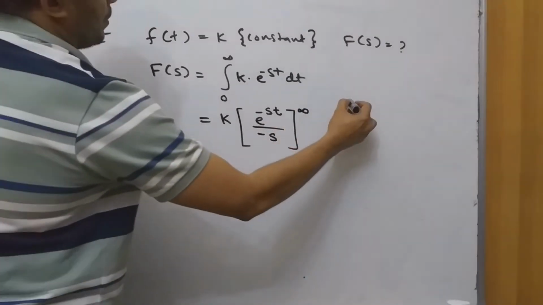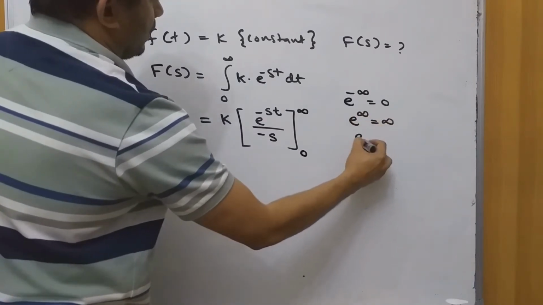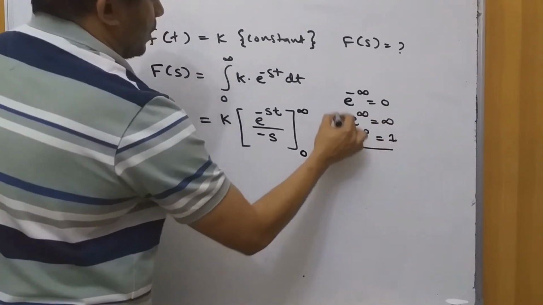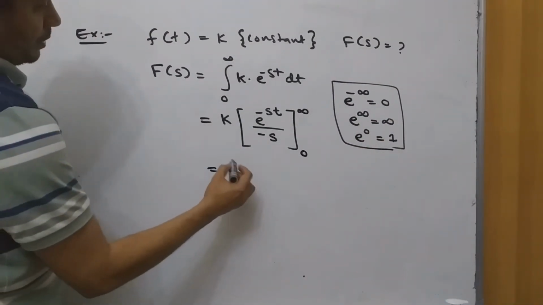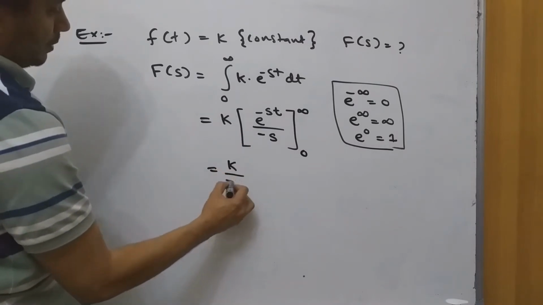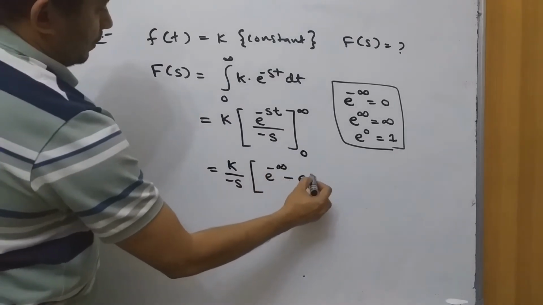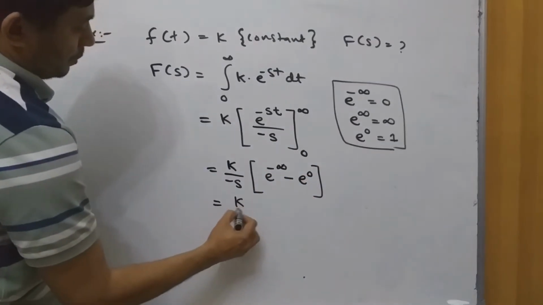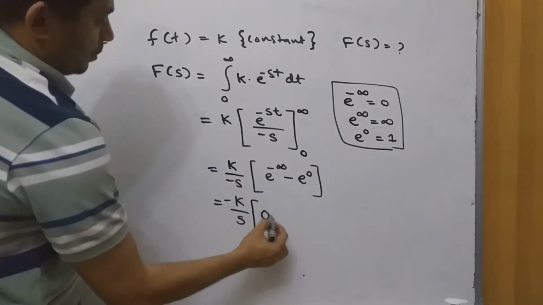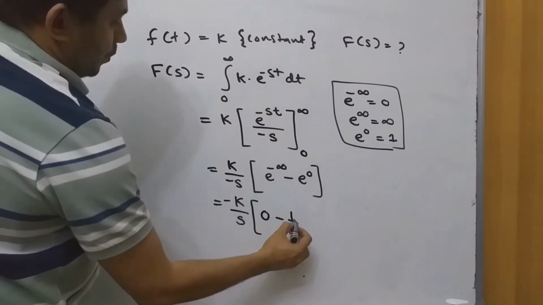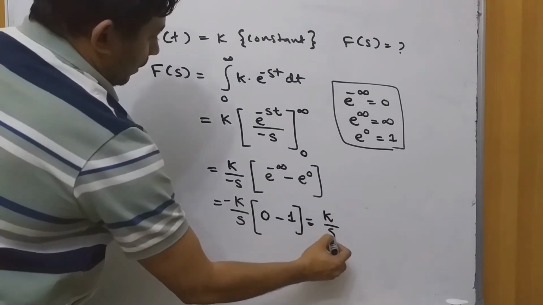So what is most important to remember? e raised to minus infinity is 0, e raised to infinity is infinity, and e raised to 0 is 1. So please remember this particular relation. If you take this minus s out, then we have the upper limit, which is e raised to minus infinity, and the lower limit, e raised to 0. So this is going to be minus k by s, times e raised to minus infinity, which as per this relation is going to be 0, minus e raised to 0, which is 1. Then this minus and this minus make it plus, so we have the answer k by s.